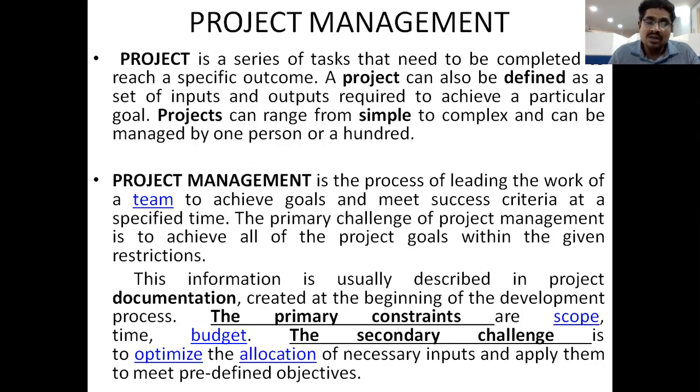And these total tasks come under proper maintenance, which is called project management within a given restriction. So here we have some restrictions. Coming to the next paragraph, this information is usually described in a project documentation. Already I told you about documentation.